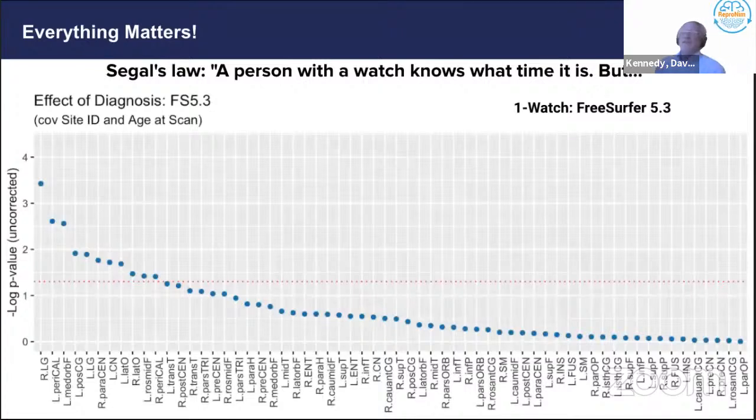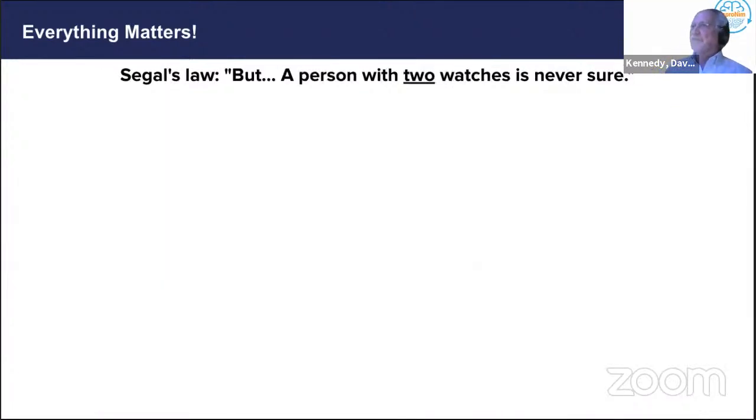So my watch in this case analogy is FreeSurfer, and the time analogy here is the cortical regional structures that are significantly different between autism and control subjects in the ABIDE data set. And my one watch tells me that these structures here are the tip of the iceberg of the regional differences between those two patient populations. Great, one watch, I know what time it is. But a person with two watches is never sure.